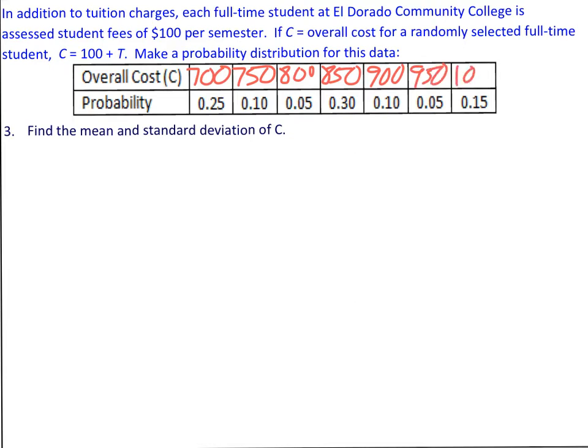Which technically gives us a new distribution. The term we like to use is that it's transformed. Okay, we've transformed the data. This time, though, it has been from adding. To go from credits to tuition, we multiplied by 50. To go from tuition to cost, we added 100.